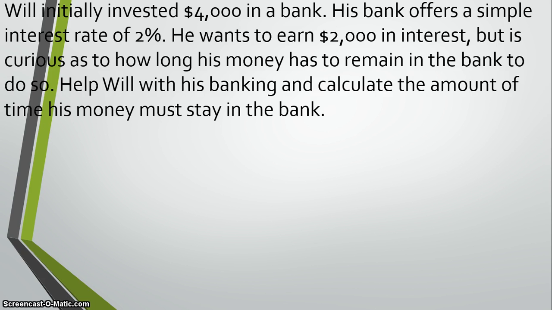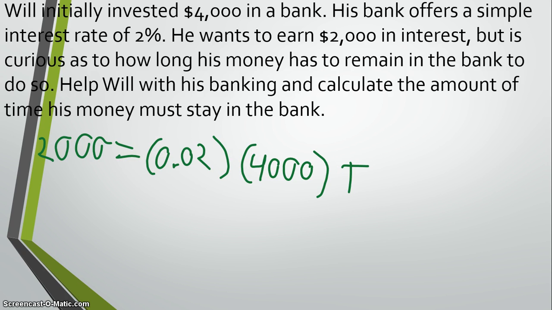So basically what we do is we just put the formula together. But we don't know what the t is. That's what we're trying to find out. T equals time. So now what we need to do, to make this simple, is multiply 4,000 by 0.02. So that'll give us 80. And then we don't do anything with the t. We just drop that down with the 80. Same thing with the 2,000, but we don't add the t to that. So it would be 2,000 equals 80t.